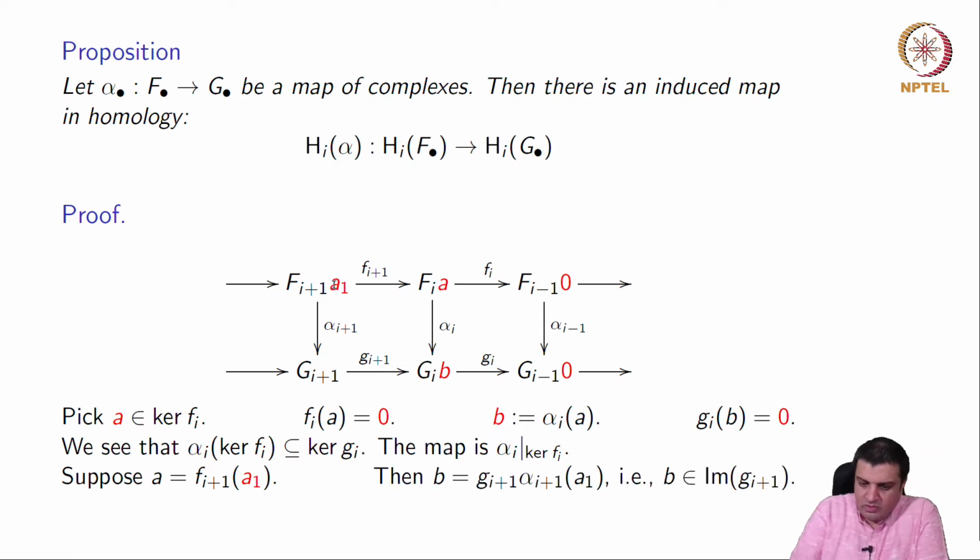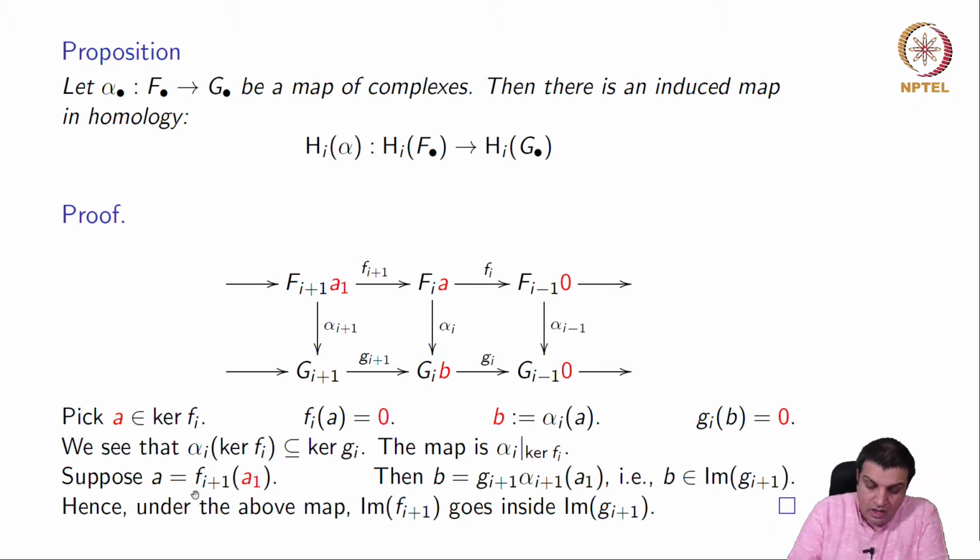Okay. Then because of the commutativity of the diagram, one can immediately see that this B is also Gi plus 1 applied to alpha i plus 1 of A1. In other words, B is in the image of Gi plus 1. So if A is in the image of the top row map, then so is this B. That's the conclusion. In other words, under this map, alpha i restricted to this kernel, the image of Fi plus 1 goes inside the image of Gi plus 1.